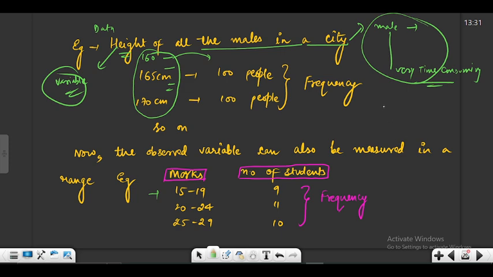So what is a discrete data set? Discrete is basically something which is divided. Let me write it here. Something which is divided. What is wrong with this cursor? Divided.